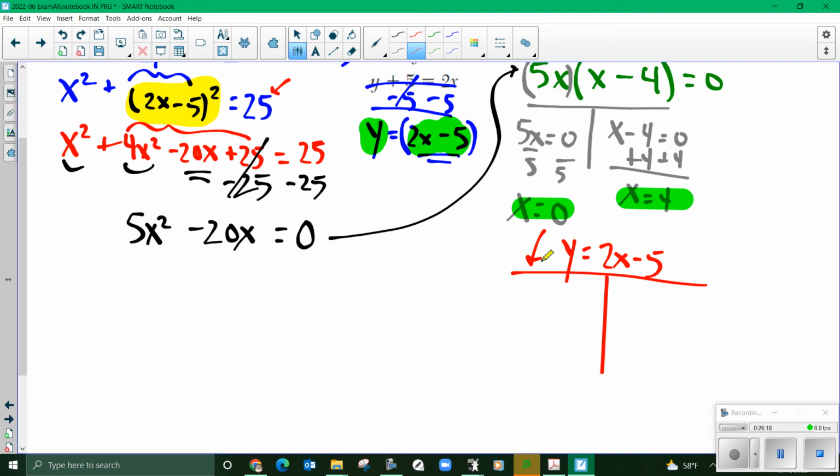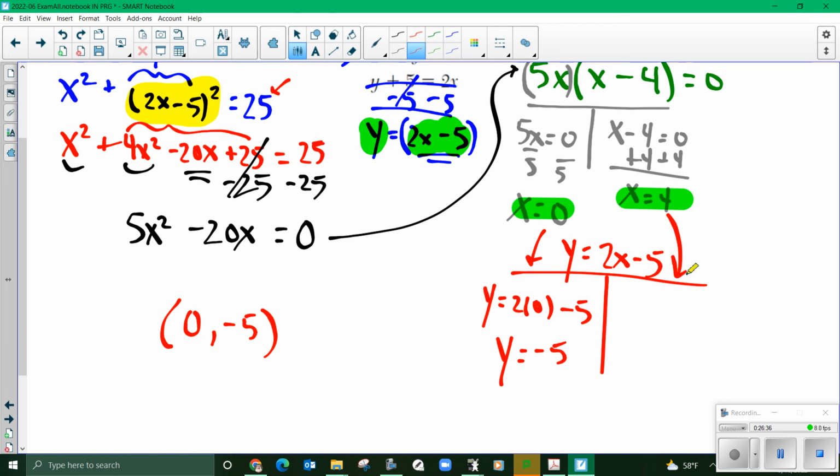what happens if x is 0? Well, y is going to equal 2 times 0, which is 0, minus 5. So y would equal negative 5. So one of my answers is when x is 0, my y is negative 5.